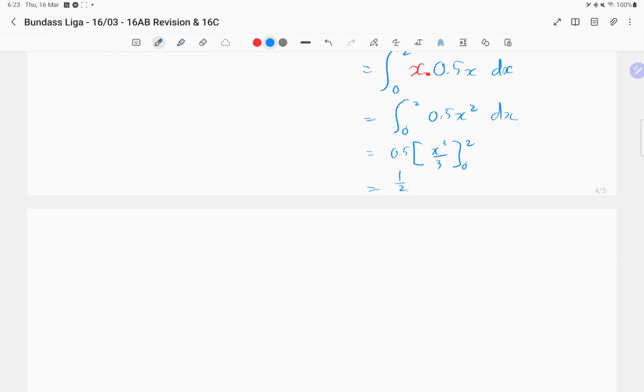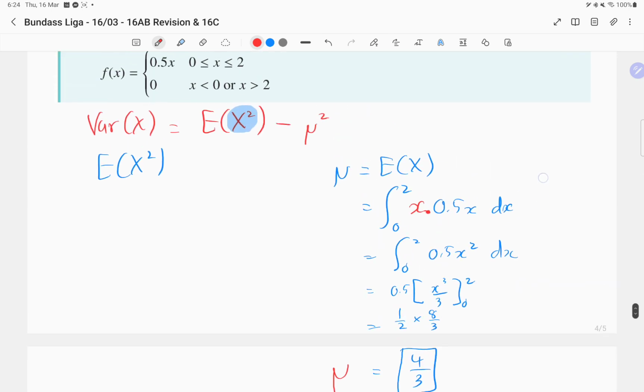Follow my algebra, it should not be too difficult. 0.5 is 1 over 2, sub 2 minus sub 0, which just means you sub 2, and that would be 8 over 3, because when you sub 0, you just get 0. Then 2 and 8 cancel out, so the answer is 4 over 3. Any questions? No? Just a recap, this is the mean. The mean is 4 over 3. That's the average of the function.